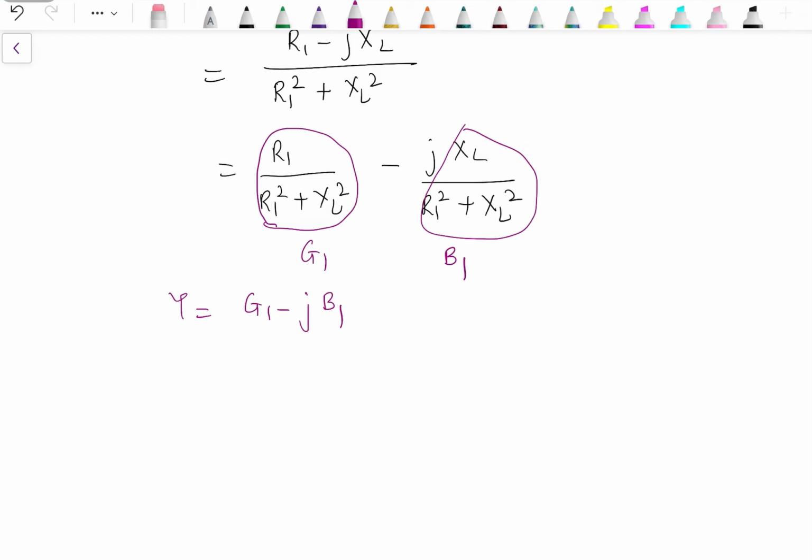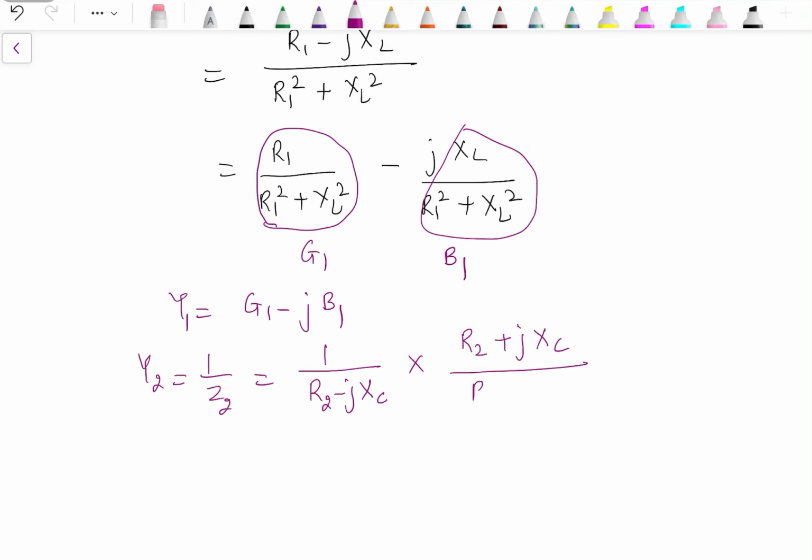Similarly, we can find out the admittance of the second branch, Y2, as 1 upon Z2, which is R2 minus jXC. Again, we need to rationalize this. For rationalizing, we will multiply it by R2 plus jXC as well as divide by R2 plus jXC.